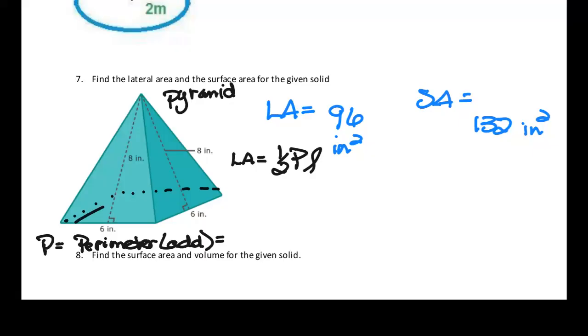But I'm looking at the very bottom of this figure, which has sides of 6, and this side is also 6. So what kind of a base are we looking at? Is that a triangle? Is that a rectangle? Is that a square? If I have 6 on this side and 6 on this side, it's a square.